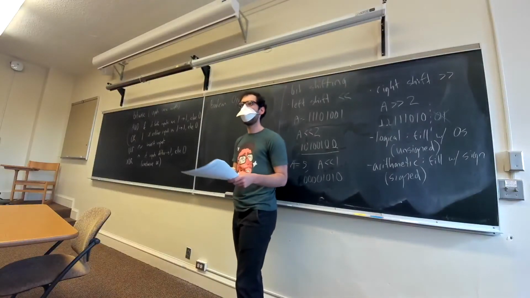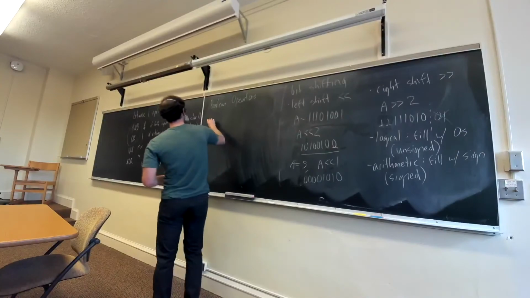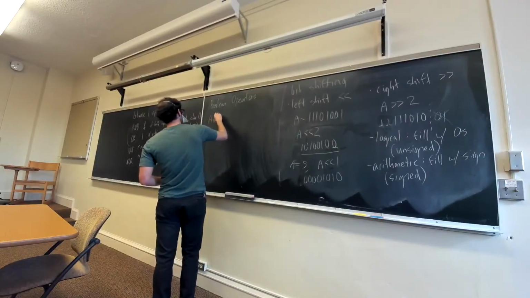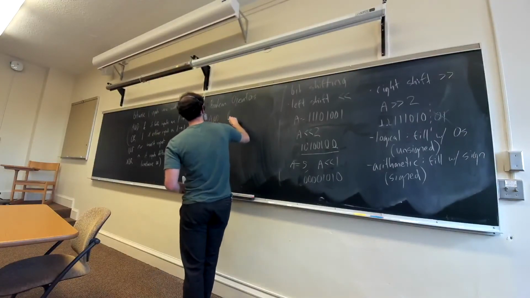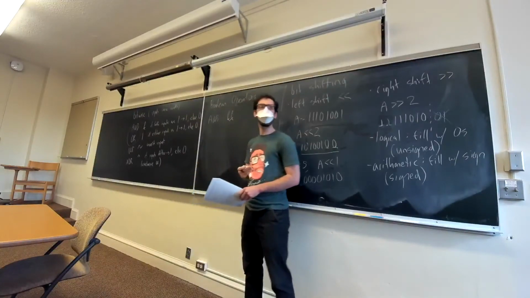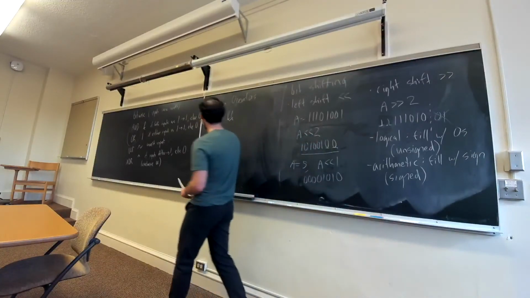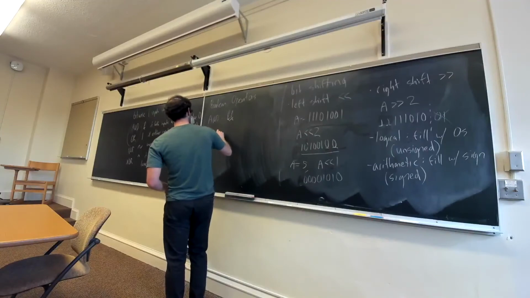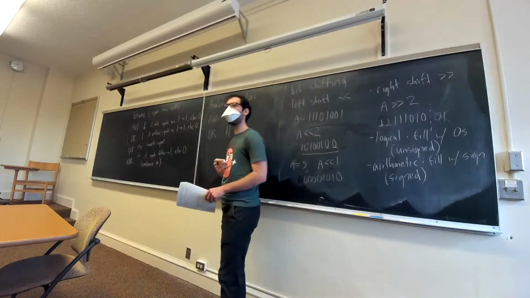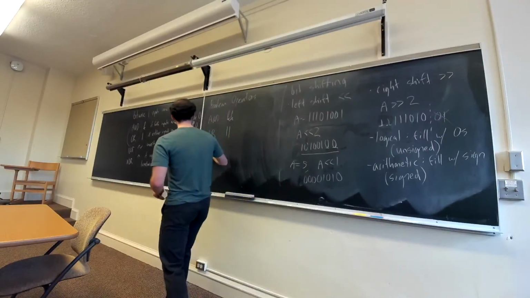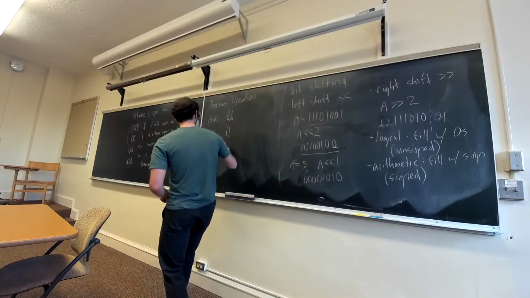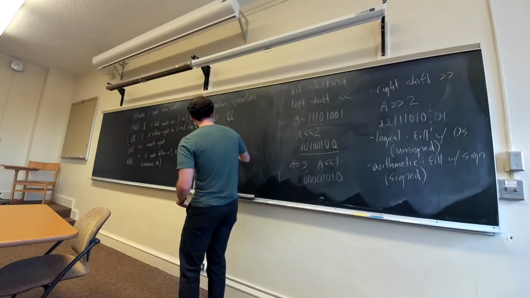So we do have Boolean operators in C. We have Boolean and, which is written with double ampersands. We have Boolean or, written with 2 pipes. And we have Boolean not, written with exclamation point.